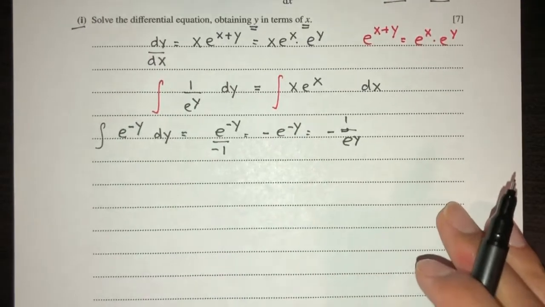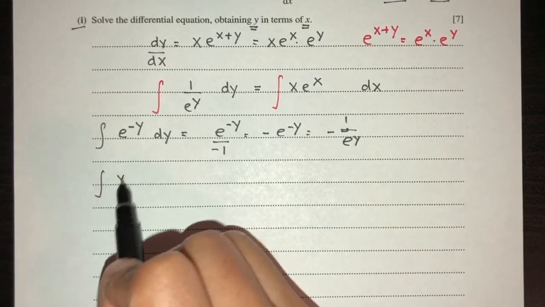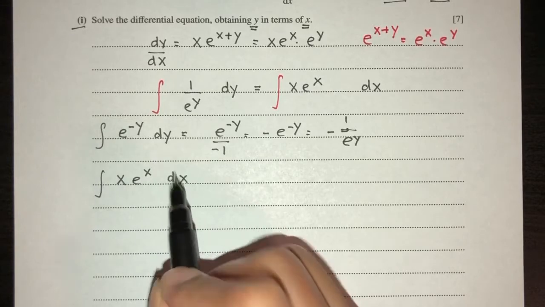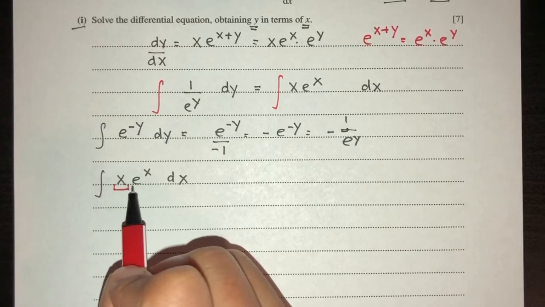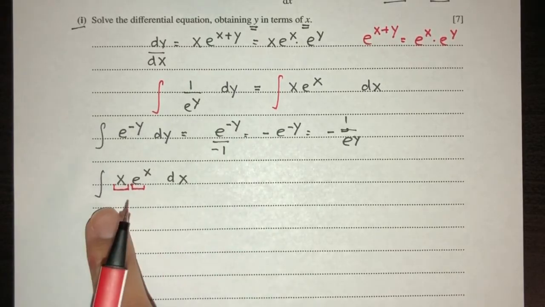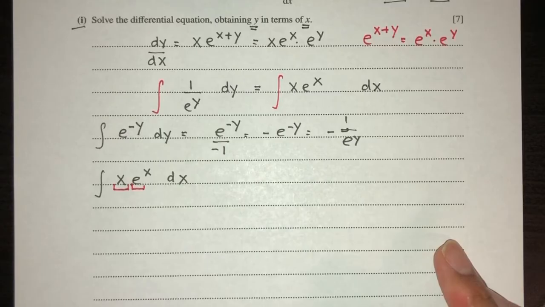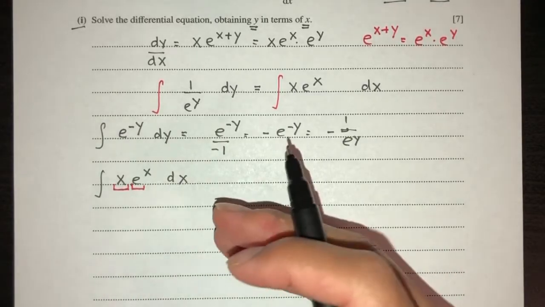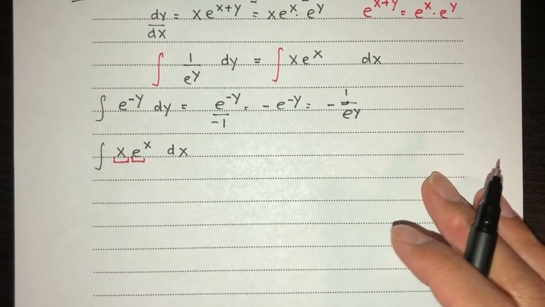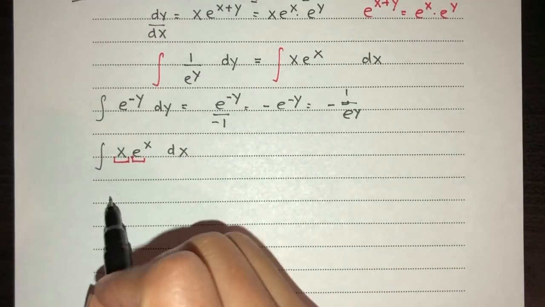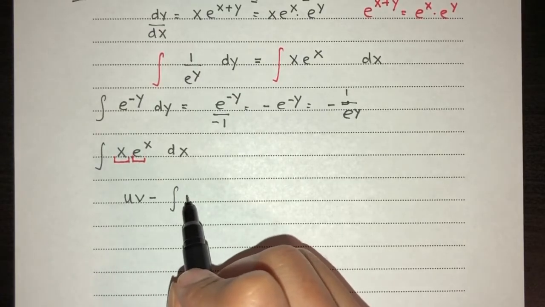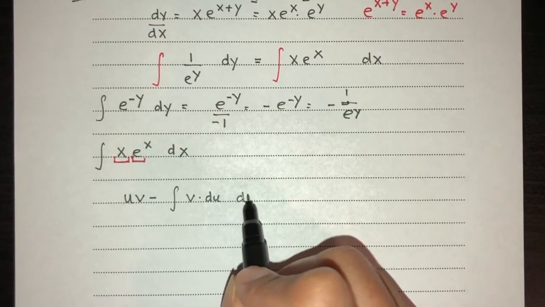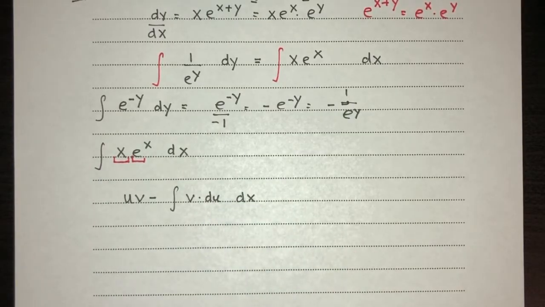Now for this one, the integration of x exponential x dx. As you can see here, we have two different kinds of function. This one is an algebraic function, this one is exponential. When you have two different kinds, usually you have to use integration by parts. When using that, you have to choose which one is going to be your u and which one your dv. As you know, the formula is uv minus the integral of v times du by dx dx. Let's do that.